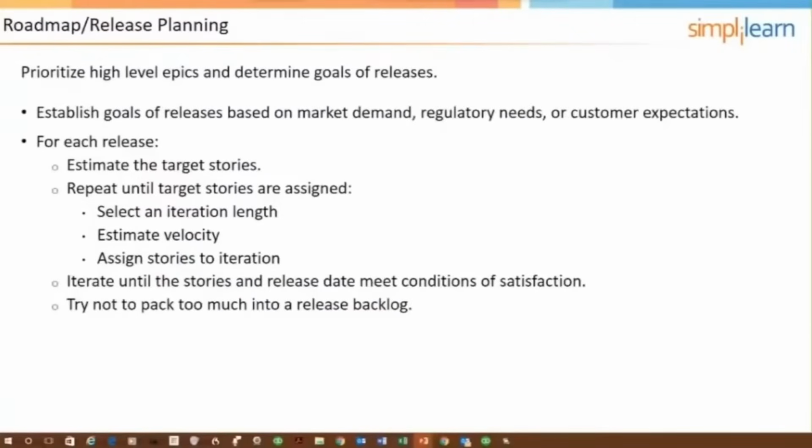The next bullet down, iterate until the user stories and release date meets conditions of satisfaction. So that's definition of done or acceptance for the release. And try not to pack too much into a release backlog, just like you would not want to pack too many user stories into a sprint. You want to have the timelines appropriate and what are included in the events make sense.